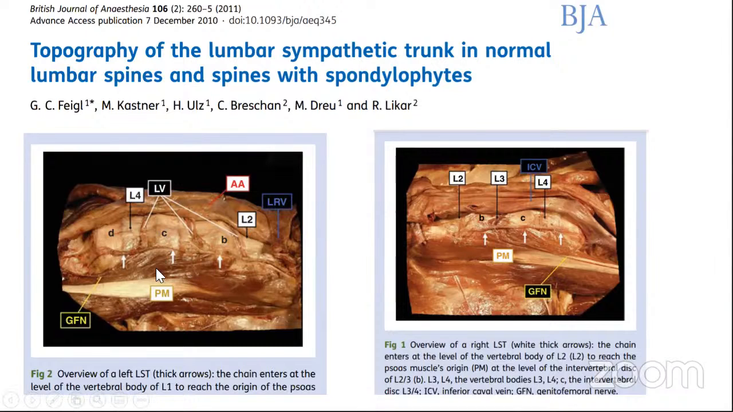And if the needle is too lateral, then it goes right into the psoas major, and it probably blocks more of the genitofemoral nerve. And if you're using alcohol or phenol, then probably it can lead to neuralgia as well, and to neuralgia in relation to certain lumbar nerve roots as well.